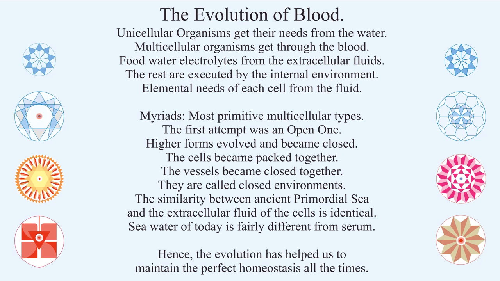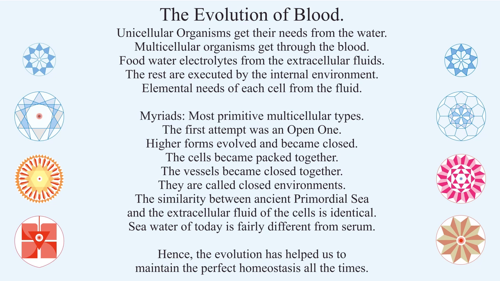I have been saying from day one, biological life started in unicellular organisms in the primordial oceans. The single-cell organisms got all their needs from the water of the primordial ocean, and all the waste was excreted into that. But as time went on, multicellular organisms started growing and getting everything through blood, no more directly from the sea. Food with water, electrolytes, and all the requirements of homeostasis came from extracellular fluid. The rest is managed by the internal environment.